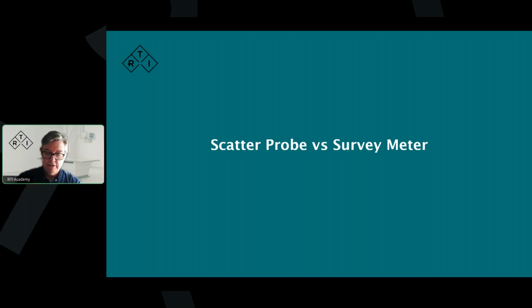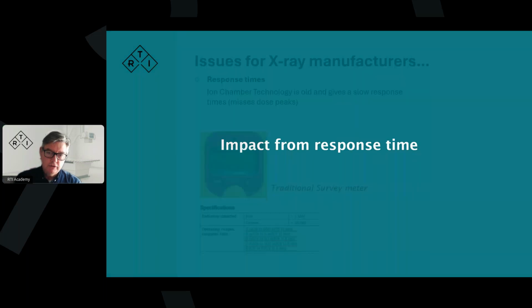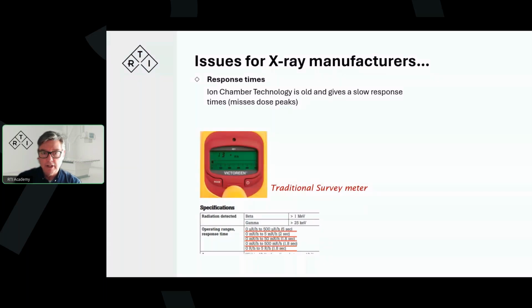The scatter probe is a solid state meter. The survey meter is typically an ion chamber based system. One of the big differences here is the response time. If you're looking at a traditional survey meter, we have response times from 1.8 seconds, 2 seconds, something like that, up to 5. We've even seen up to 8 seconds for very low level radiation, very weak radiation, where it needs a longer time to adapt.